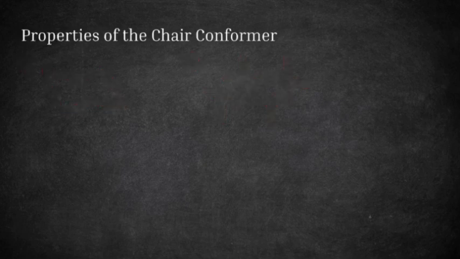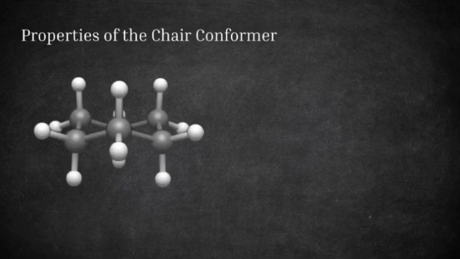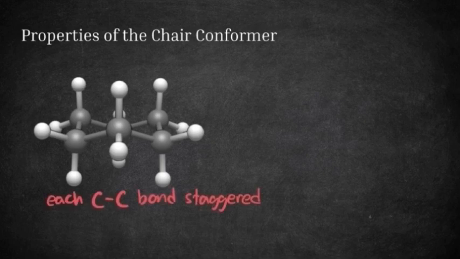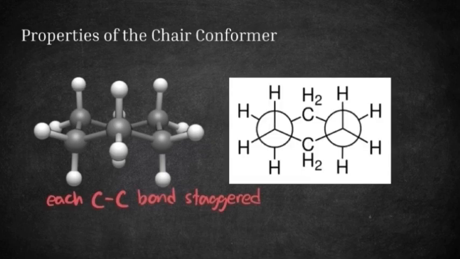Let's go back to observing the chair in 3D. Observing the chair conformation from this angle, we can see that each of the C-C bonds is in a staggered conformation. We can also depict this using a Newman projection for better visualization.